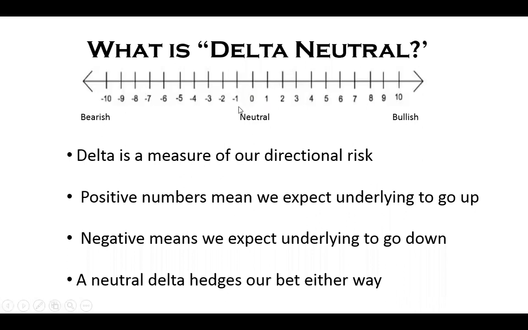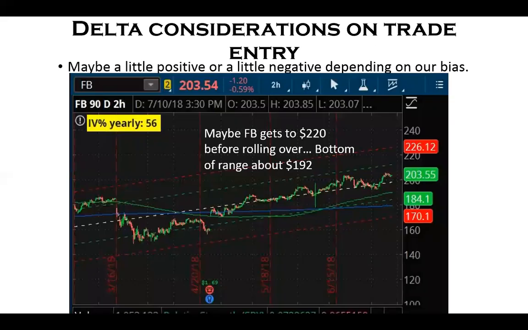The magnitude of delta, though, changes according to the number of contracts you're trading. So anyway, positive numbers mean we expect the underlying to go up. Negative means we expect it to go down. A neutral delta hedges our best as possible either way. So delta considerations on entry. We might be a little positive delta or a little negative delta depending on our bias.